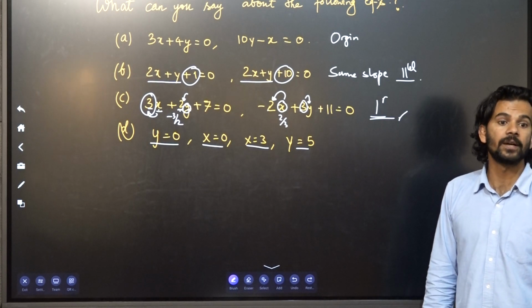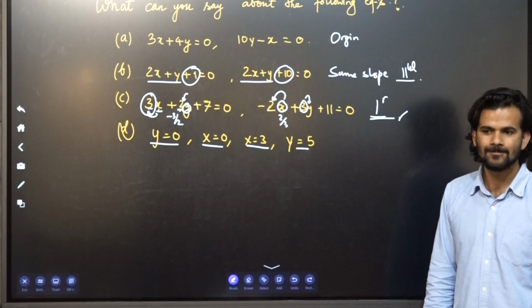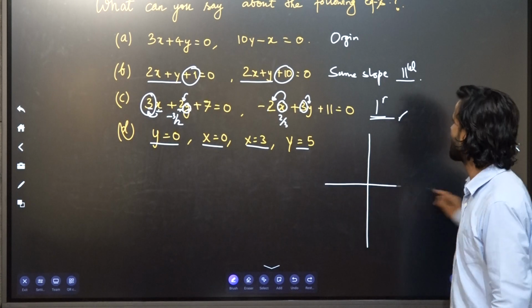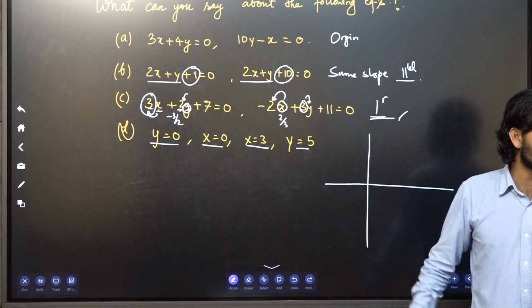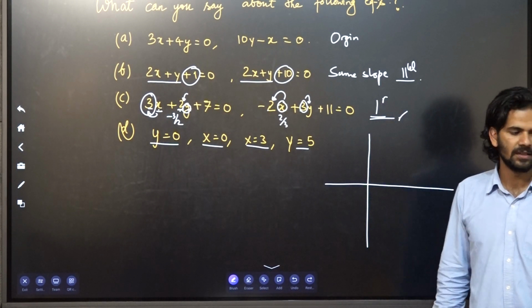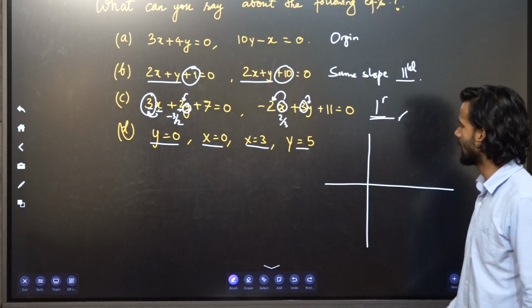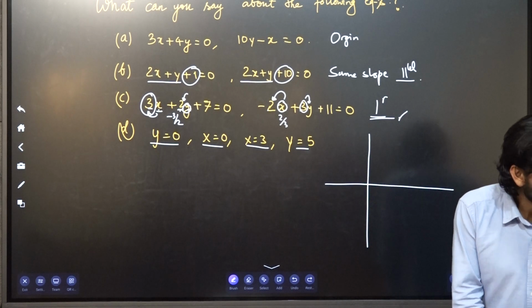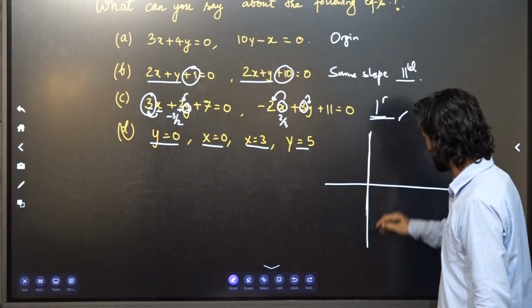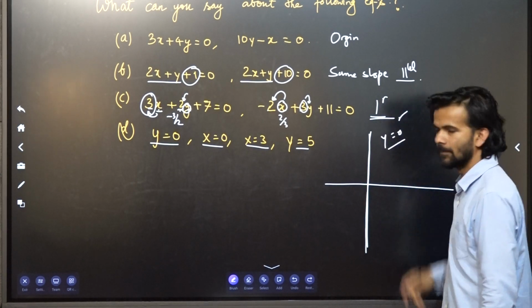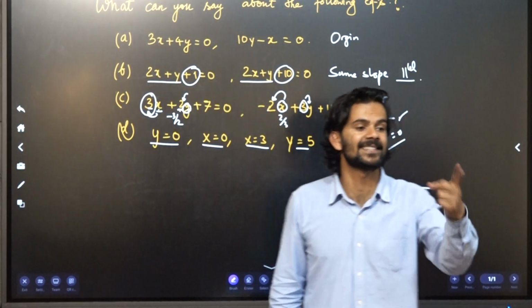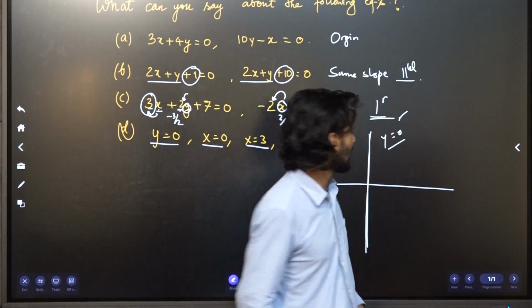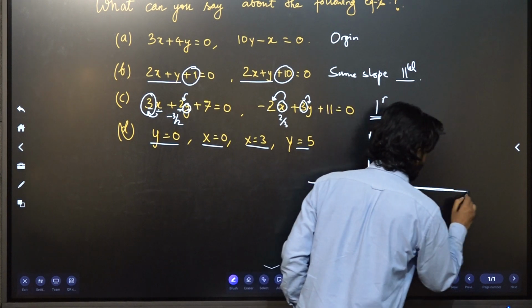Where is this line, y equals 0? Is it the y-axis? No. Is this y equals 0? No. Which one? The x-axis, because this is y equals 0.